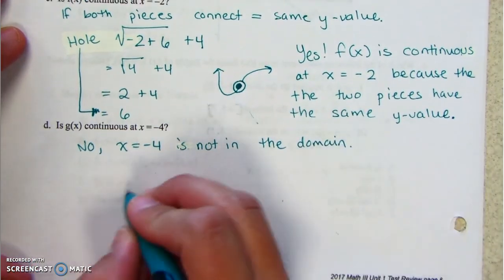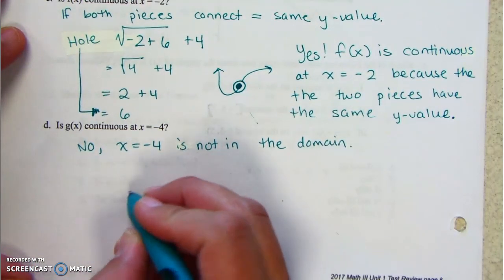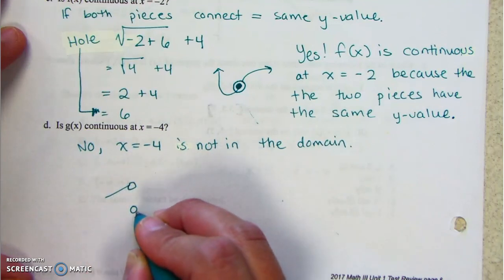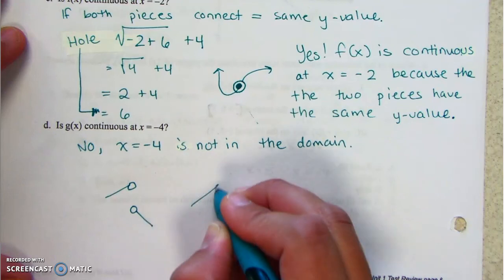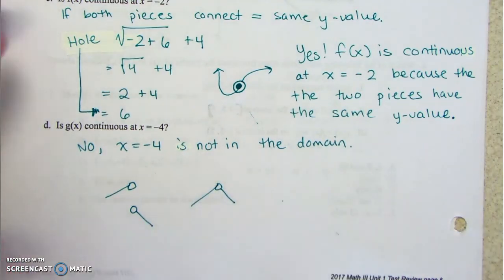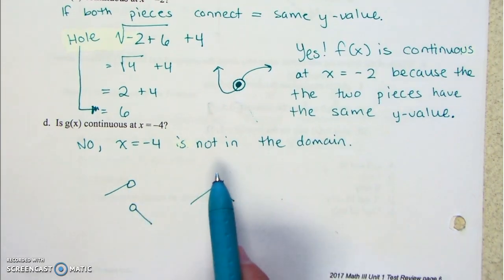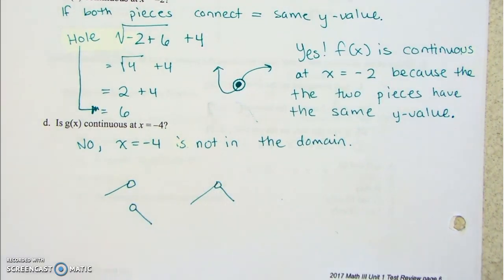So it doesn't matter. I mean, if you want to do more math, you can figure out if the 2 holes are at the same height or if they're at different heights. But it doesn't matter if the pieces connect or don't connect because -4 was not in the domain. All right.